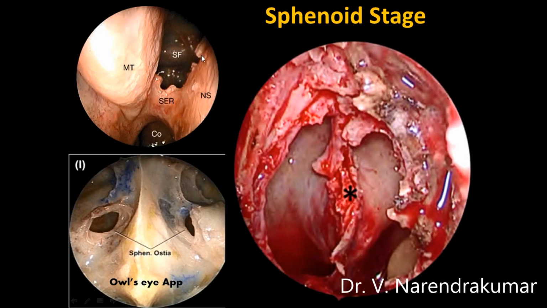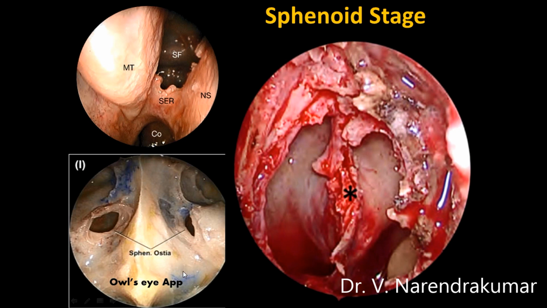Next is the sphenoid stage. This is the sphenoid sinus ostium, which is widened. For orientation, this is the sphenoethmoidal recess, so the choana, the nasal septum. When we do a posterior septectomy, we get a view of the owl's eye appearance, where you see both sides of the sphenoid sinus ostium visualized like an eye.